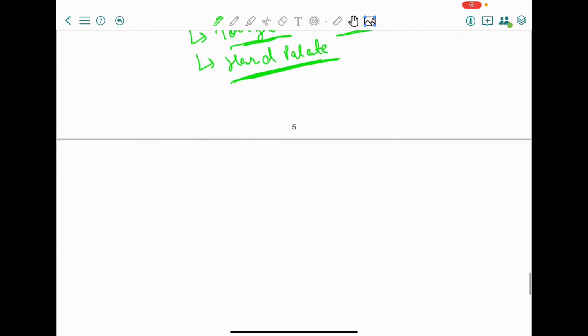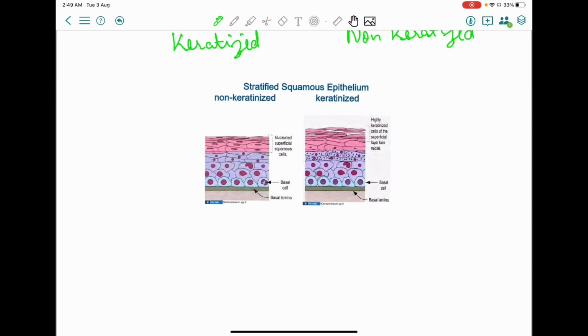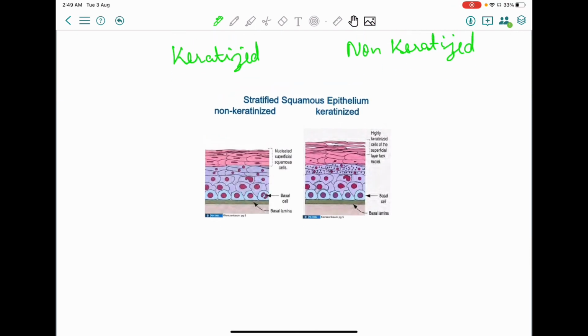So now, what is the difference between keratinized and non-keratinized? Here you can see there is stratified squamous epithelium, and in the esophagus it is non-keratinized, and on skin it is keratinized. So what is the difference?